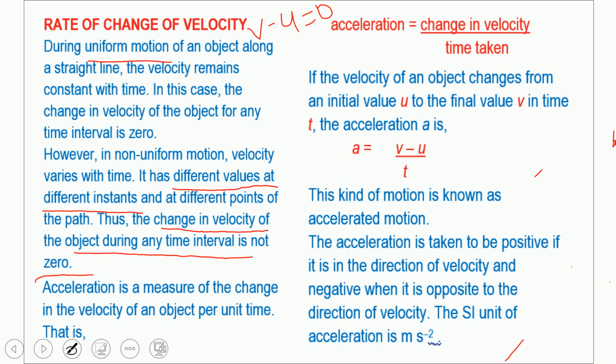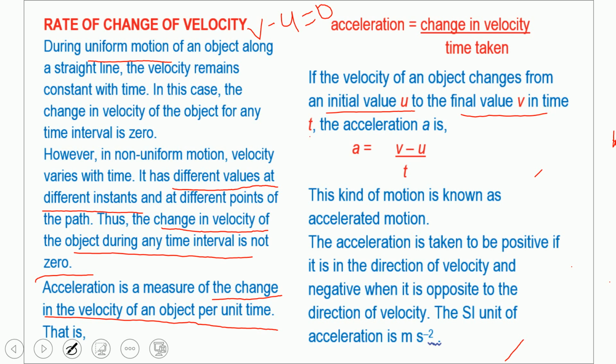So acceleration is the measure of change in velocity of an object per unit time. That is very important. So the formula is acceleration is equal to change in velocity upon time taken. Now here suppose U is 10 kilometer per hour, then 20 kilometer per hour. Now U is 10 kilometer, V is 20 kilometer. U is the initial velocity and V is the final velocity. Sure, children? And T is the time interval.